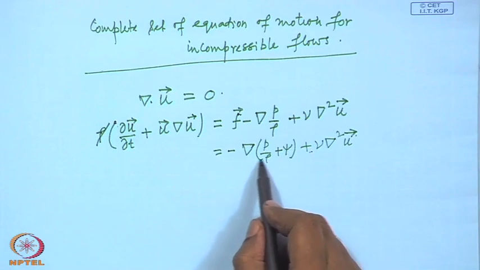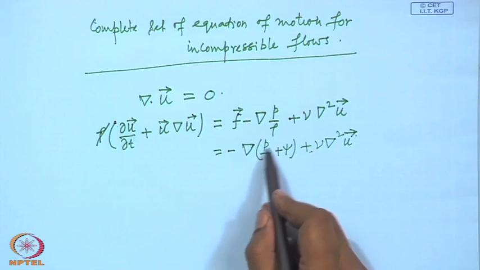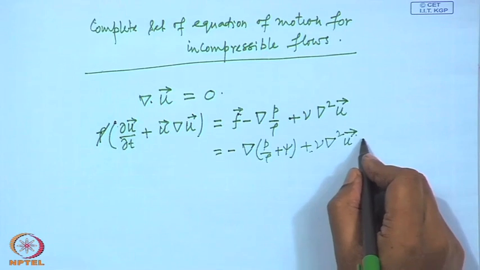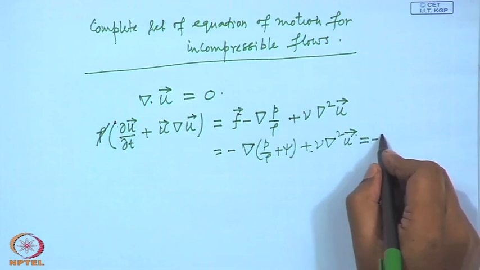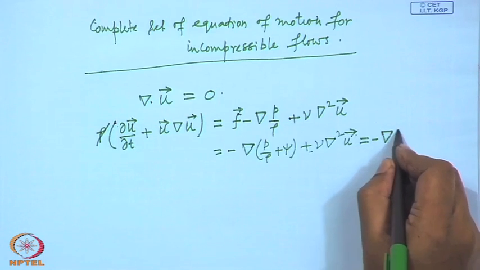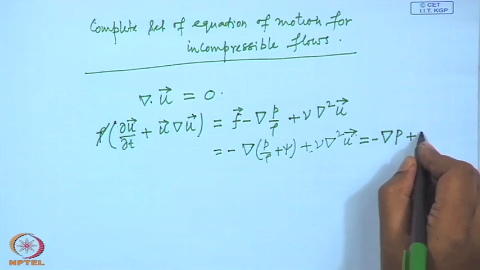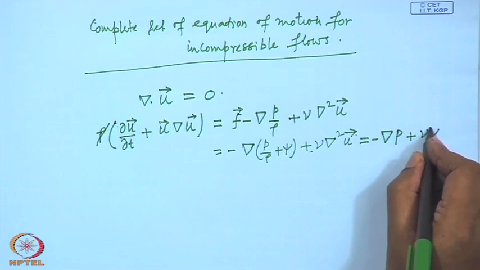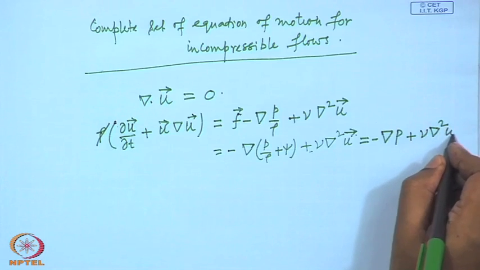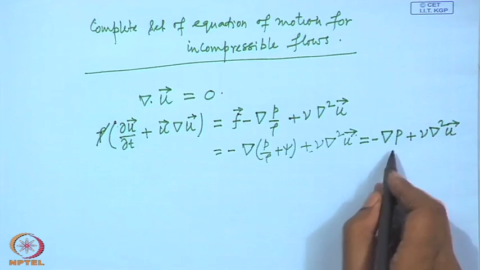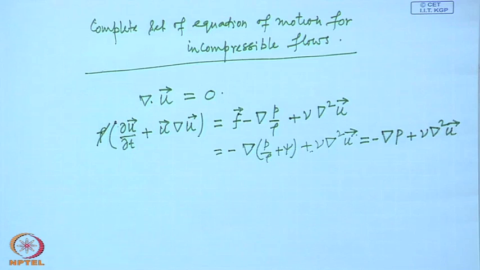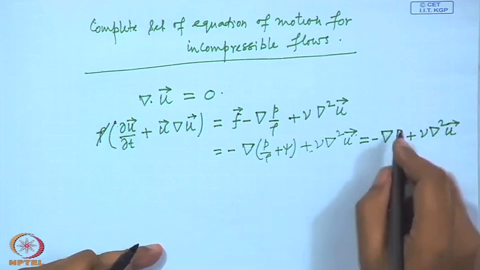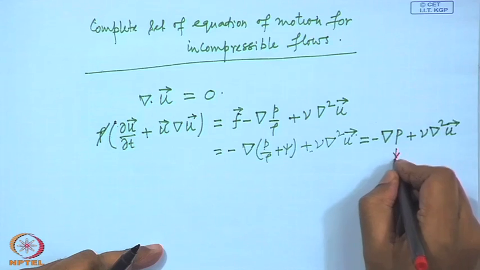Now, you see this is both a gradient, and so together these we can think of as a modified pressure and write as minus grad P and forget about the body force. This pressure is then called the modified pressure, which takes care of the potential body force.